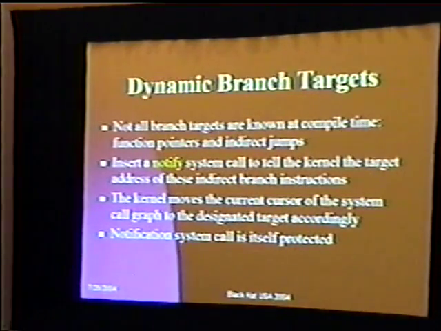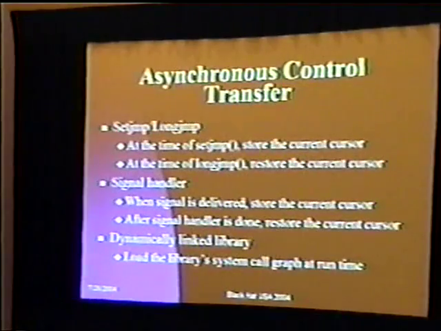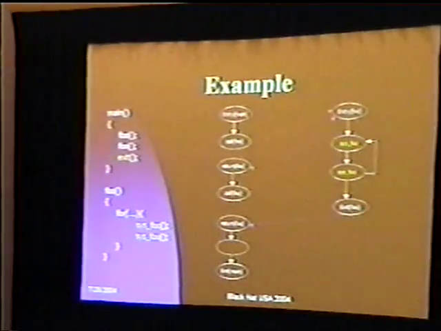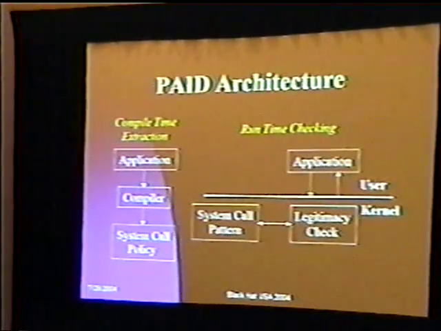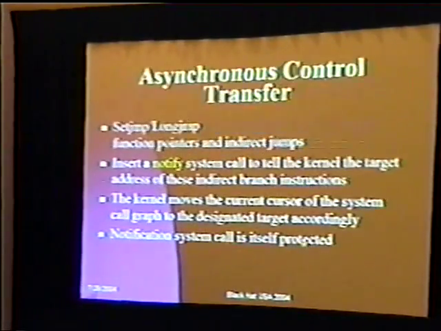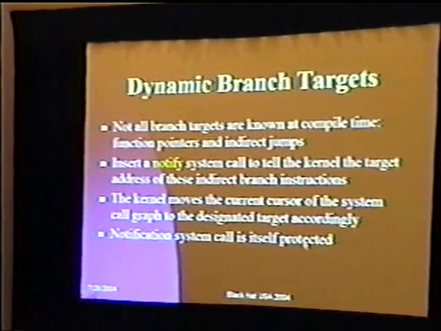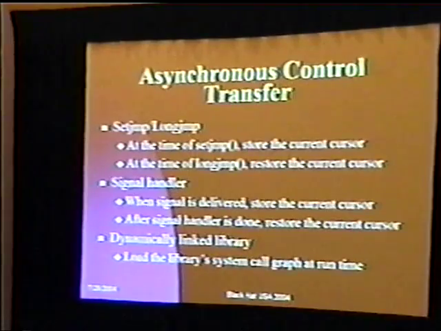We actually have to add additional code to the program so that we can inform the runtime checker about the values of these indirect function calls or system calls. So the runtime checker is this one. Let me give you, so this legitimate check is what I mean by runtime checker, right? Okay, so this solves the problem of dynamic branch targets, the kind of branch instructions whose target address is not available at compile time.